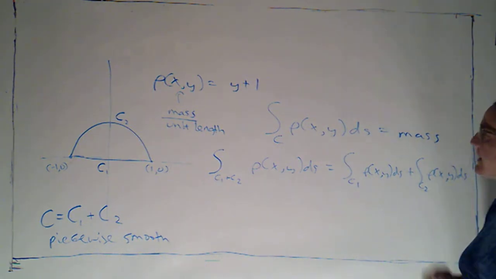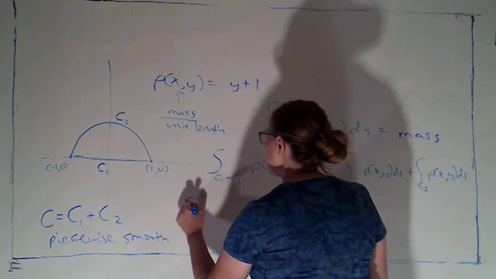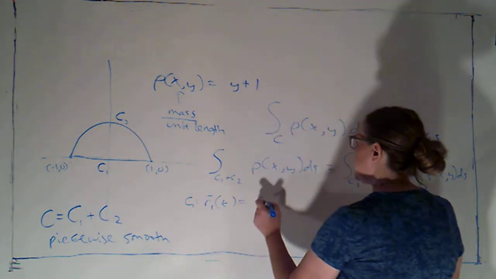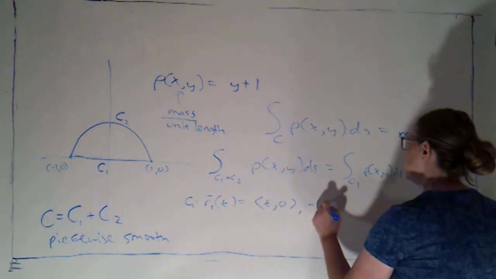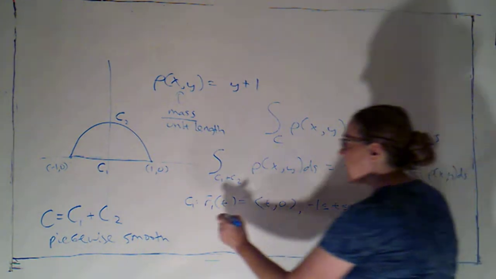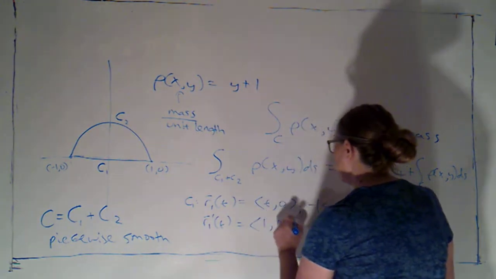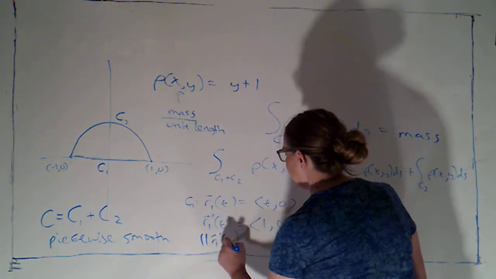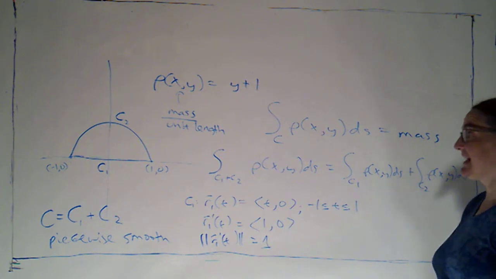Okay, so I'm going to need to just parameterize both of these curves. So if I look at C1, I'm going to say that's r1 of t, which would just be (t, 0), y is always 0, and t would be varying from -1 to 1. Then r1 prime of t would be (1, 0), and that's awfully nice because the magnitude of r1 prime of t is just constant at 1. I kind of like that.